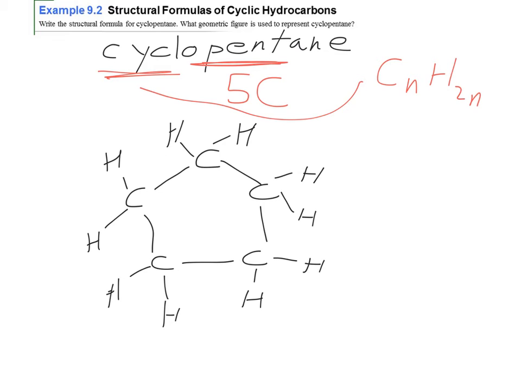So, if we've done this right, we should have something with a formula of C5H10. So do we have 10 hydrogens? 1, 2, 3, 4, 5, 6, 7, 8, 9, 10. We do. So we've done it right. Let's move on to another example.